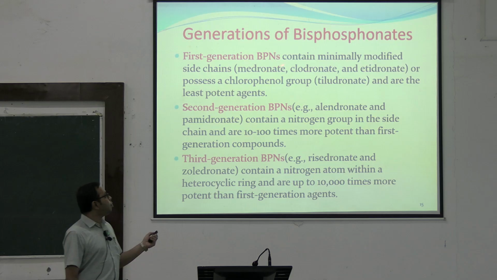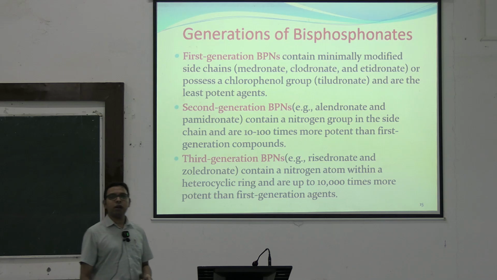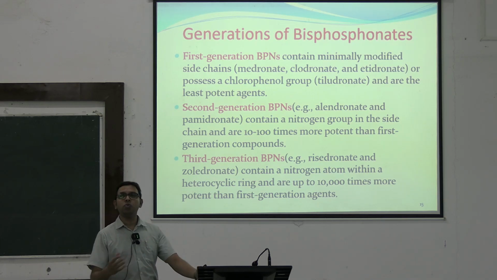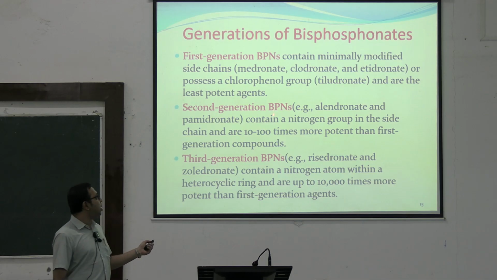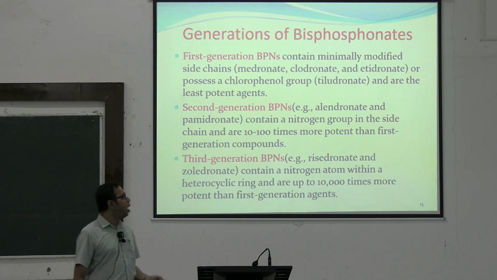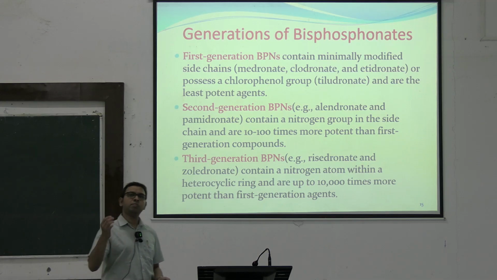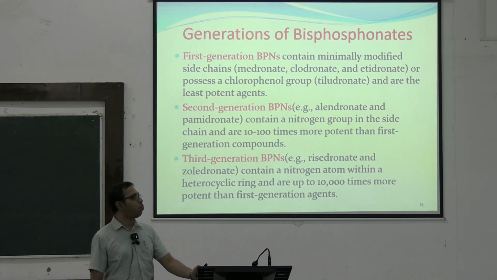So the first generation bisphosphonates contain minimally modified side chains or possess some chlorphenol groups. That is, they are more or less similar to that of the pyrophosphates except the geminal carbon substitution. Second generation ones usually contain a nitrogen group in the side chains, 10 to 100 times more potent, as you have already seen. And the third generation contain a nitrogen atom with a heterocyclic ring and are up to 5000, and in some cases 10,000 times more potent.